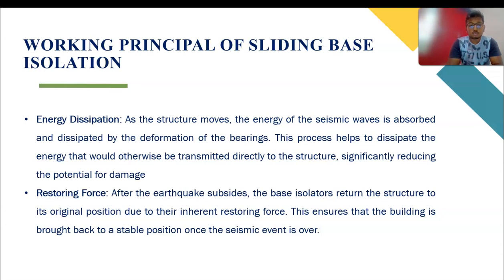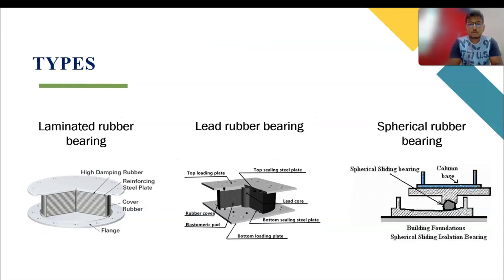Next is restoring force. After the earthquake subsides, the base isolators return the structure to its original position due to their inherent restoring capacity or the forces acting on it. This ensures that the building is brought back to its original position once the seismic event is over or the earthquake has subsided. So basically, the sliding base isolators can be differentiated into three types, which are laminated rubber bearing, lead rubber bearing, and spherical rubber bearing.